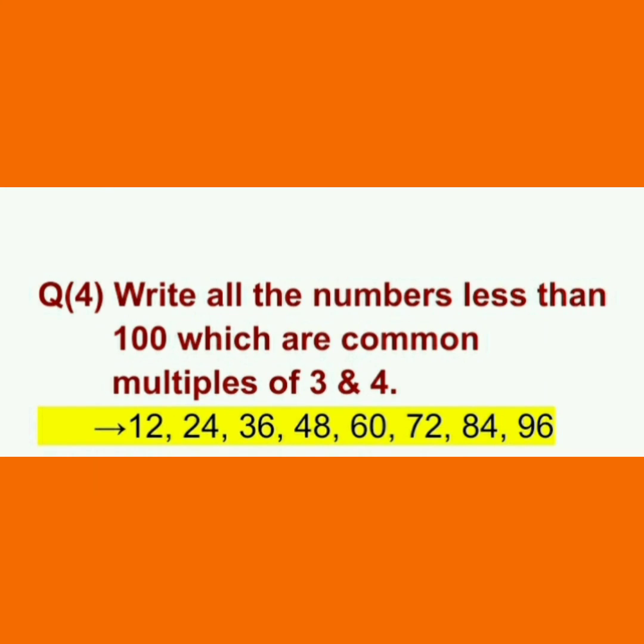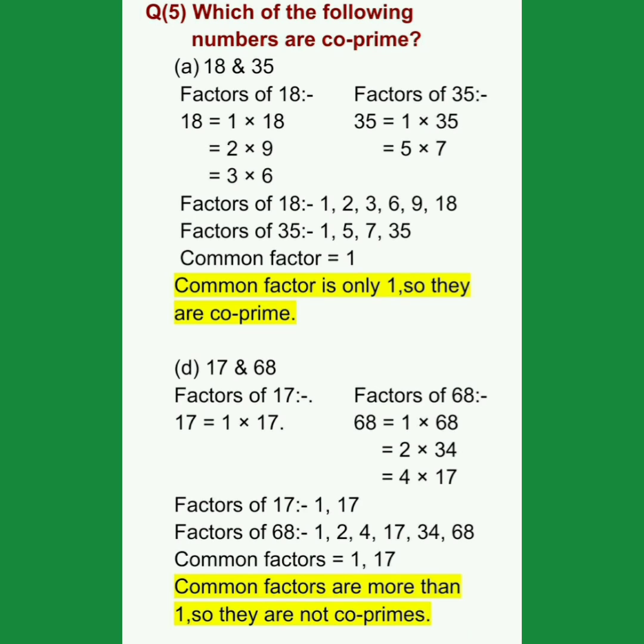Okay. Now question 5. Which of the following numbers are co-prime? You know co-primes have only 1 as a common factor. We'll see A, 18 and 35. Factors of 18 are 1, 2, 3, 6, 9 and 18. Factors of 35 are 1, 5, 7 and 35. So we see the common factor is only 1. So they are co-primes.